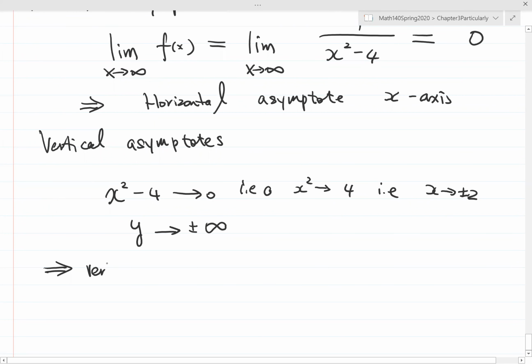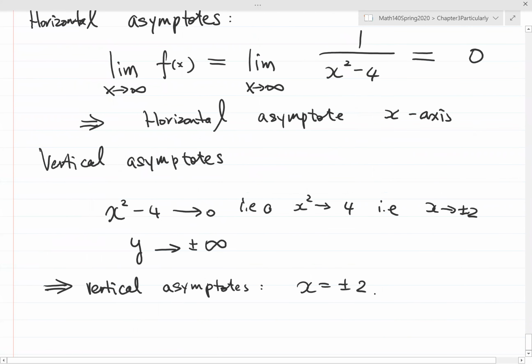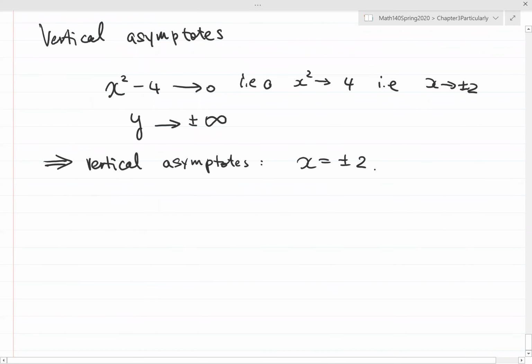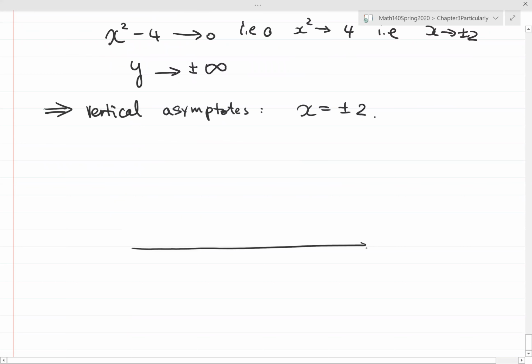Then we get vertical asymptotes, which will be x equals plus or minus 2. So combining all this information together, we can plot. The graph is symmetric. So we have vertical asymptotes at 2 and negative 2.